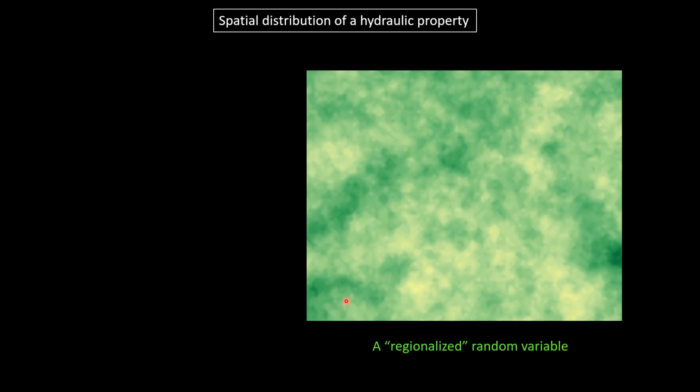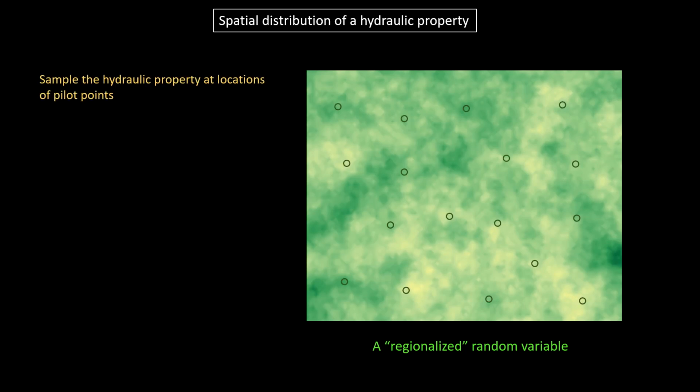Here we've got a regionalized random variable. So now we're wandering into the field of geostatistics. This might be, for example, colored according to the value of hydraulic conductivity throughout a model domain. It's random because we don't know exactly what hydraulic conductivity is, but we have a statistical distribution of it, or at least we have a statistical distribution if we're prepared to make some assumptions.